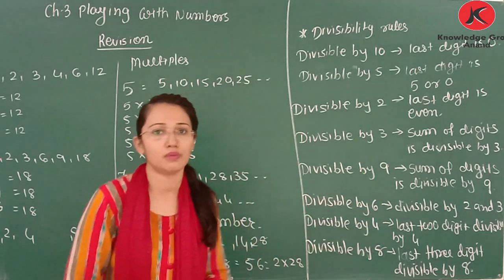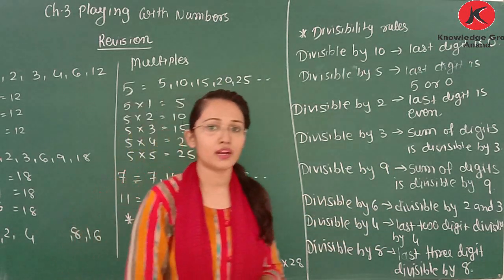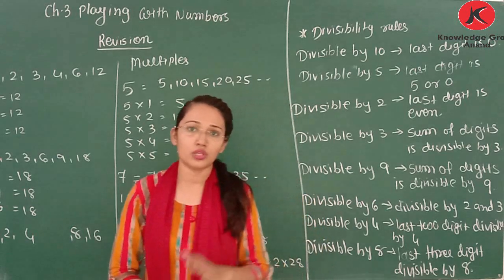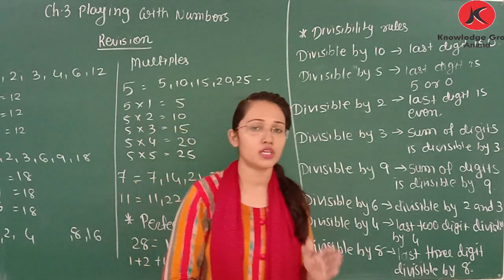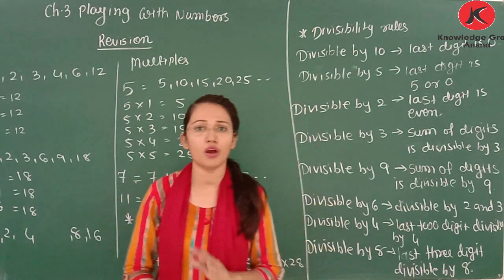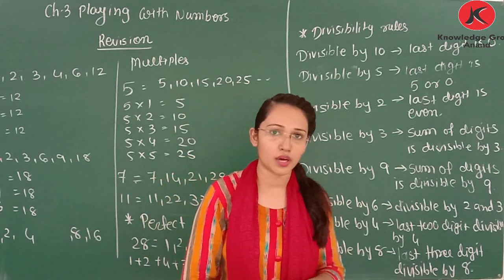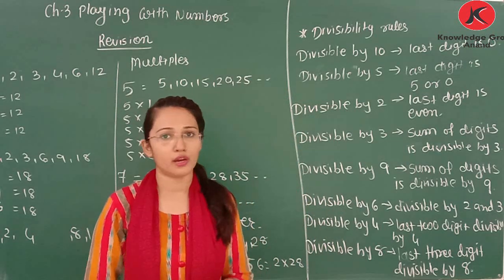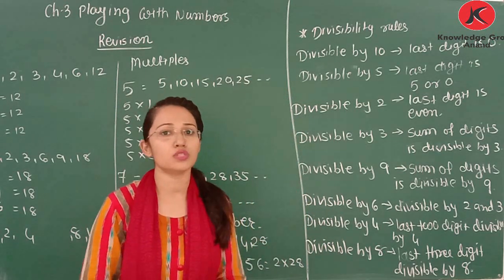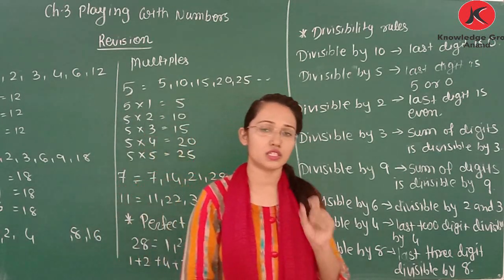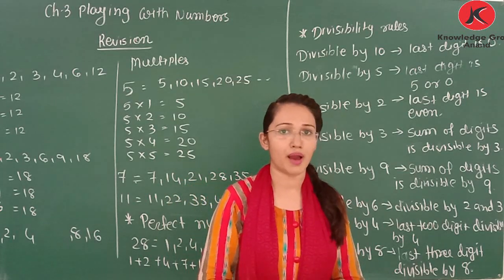Also we learn the divisibility of 11. Which numbers are divisible by 11? If you take the sum of the digits at the even places and the sum of the digits at the odd places, and then subtract the two. If the answer is 0 or 11, then it is divisible by 11.